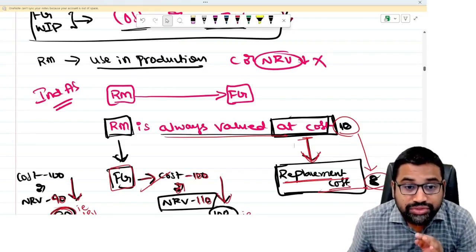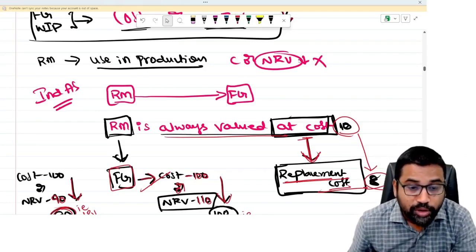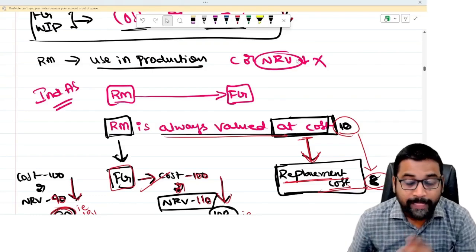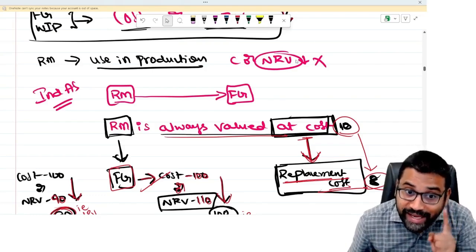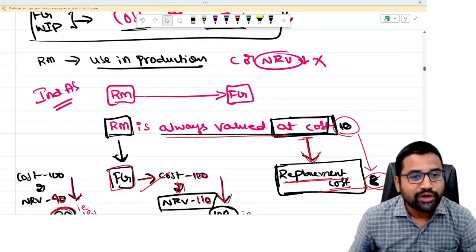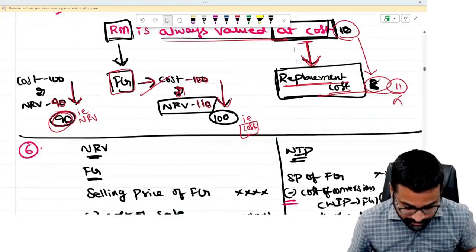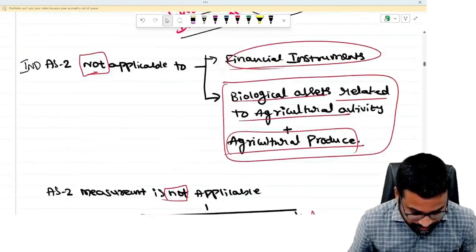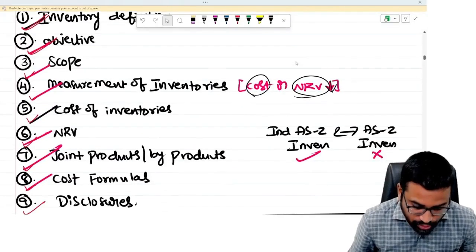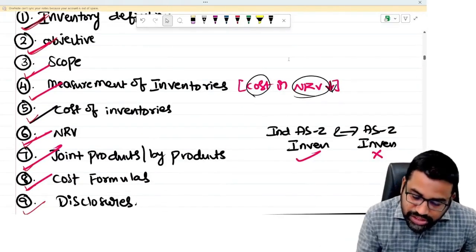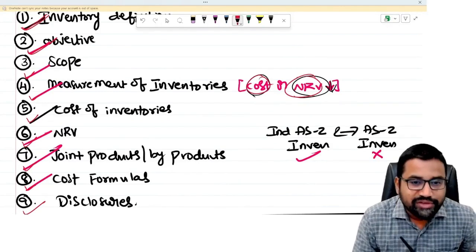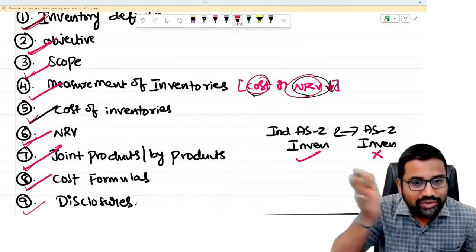If the finished goods are valued at cost, no problem, raw material will be valued at cost. If the finished good is valued at NRV, then raw material should be brought to its replacement cost, provided this replacement cost is less than the cost. That's it. This is how you measure the inventories. So what we understood: cost or NRV, whichever is lower.